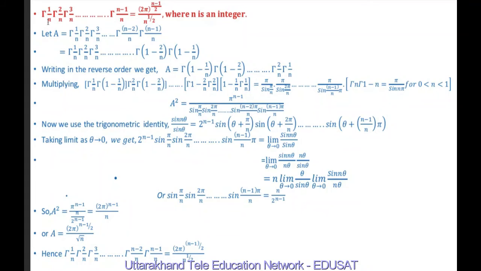Now we will show that gamma(1/n) gamma(2/n) gamma(3/n) up to gamma((n-1)/n) is equal to (2π)^((n-1)/2) n^(-1/2), where n is an integer.